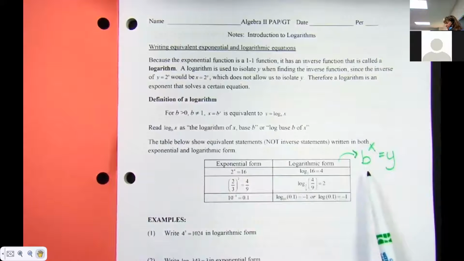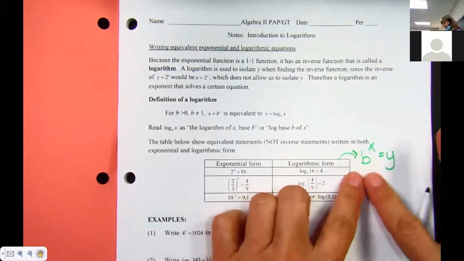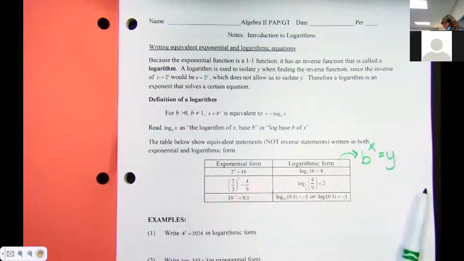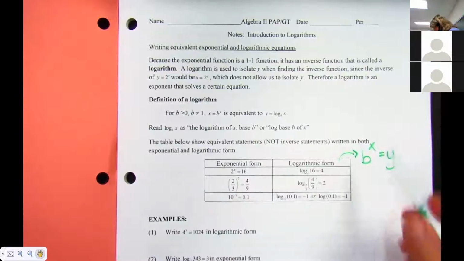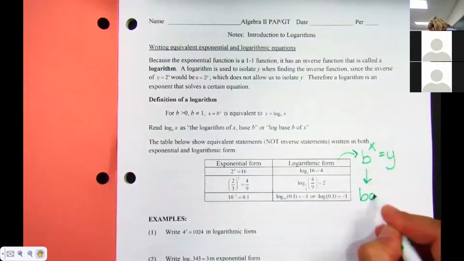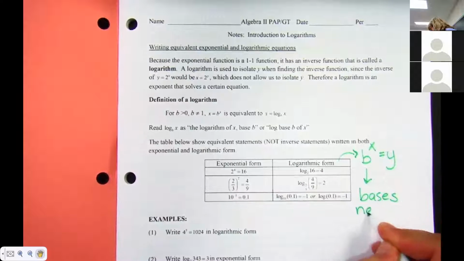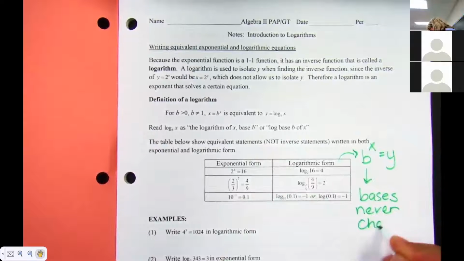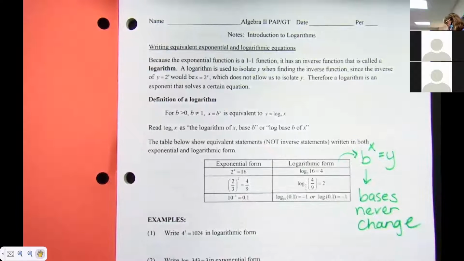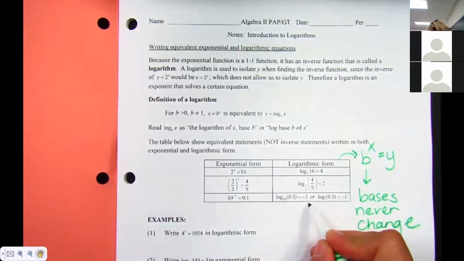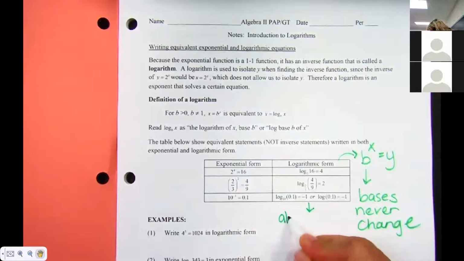Do you guys know why we usually put B right here? Why is that a B? What does that stand for? Oh, it is in transformations. You're right. But just for this, like, base. Base. Yes, base. Also write, bases never change. Okay, so a logarithmic function always equals an exponent.